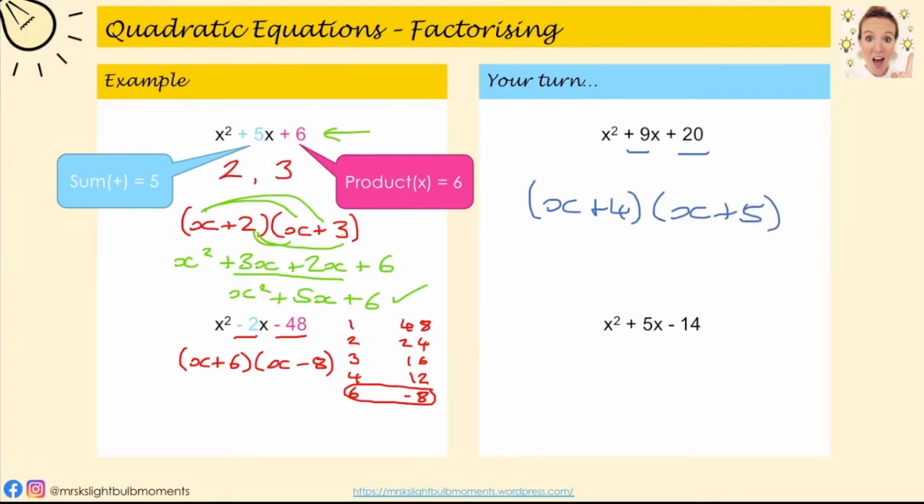Our second one, two numbers which add to make 5 and multiply to make minus 14. Now straight away with the product of 14, I'm thinking 2 and 7, and they are going to make 5 in some way. One of them's got to be negative. That's going to be the negative 2. So we get x minus 2 and x plus 7.